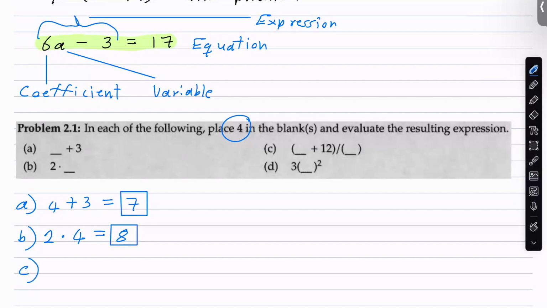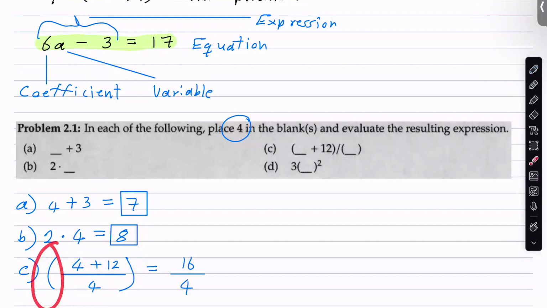Then I have part C. I see here now brackets involved, so I want to make sure to do it carefully. So a bracket, and then blank plus 12. In this case, that would be 4 plus 12, divided by blank, so divided by 4, and then I close my bracket. According to order of operations, I want to work on what's inside the brackets first, or the numerator and denominator separately. The denominator is simple already. It's just the number 4. Now I can just move on to the numerator. 4 plus 12 here is equal to 16. So I have 16 over 4.